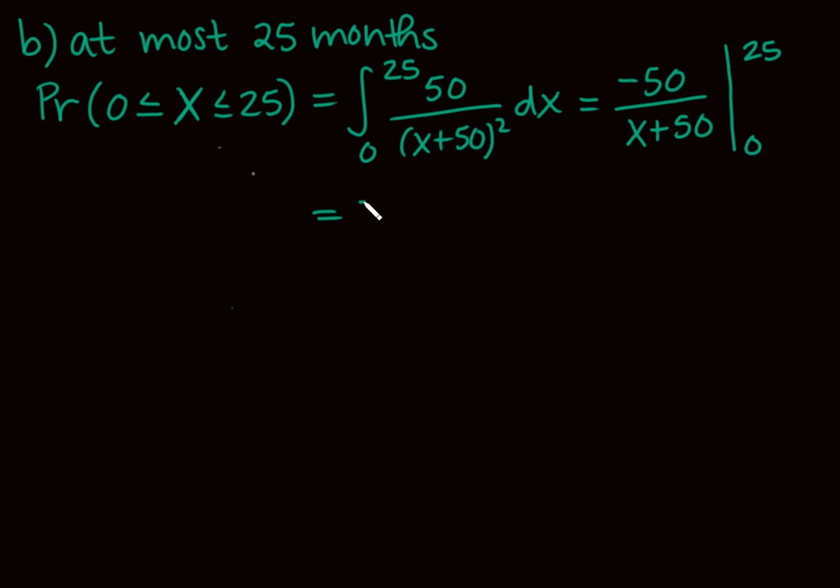So if I put in 25, I get a negative 50 over 75. If I plug in 0, I have a negative 50 over 50. Okay, so I basically get negative 5/7 plus 1.